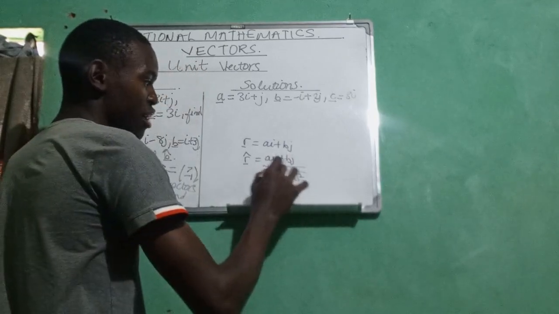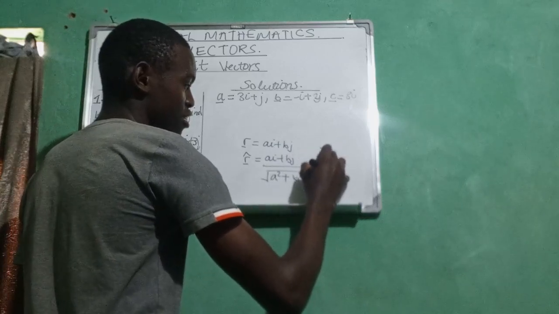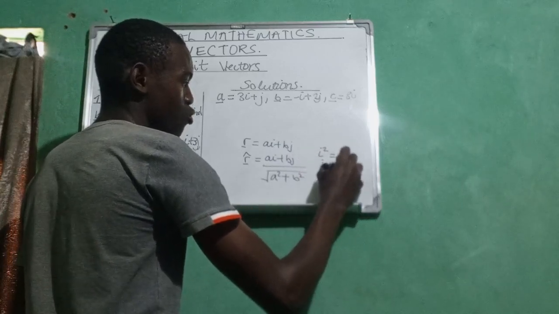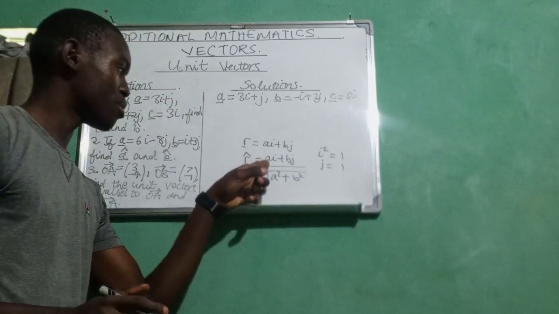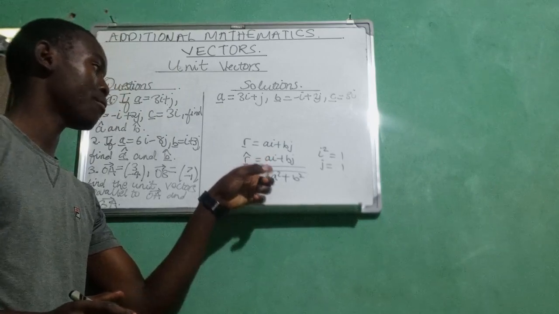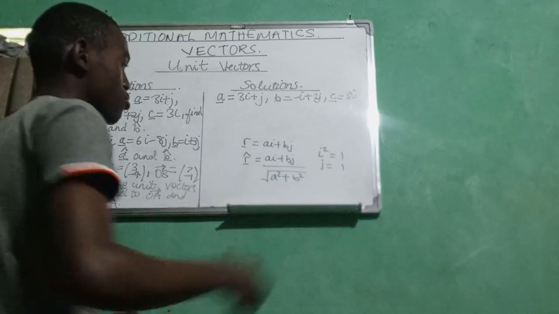Don't square the i and the j, there's no need, because you need to know i squared, j squared is equal to 1. So there's no need to square them. Just get this component, the one having A, you square it, the one having B, you square it. So this is the formula you need to know.